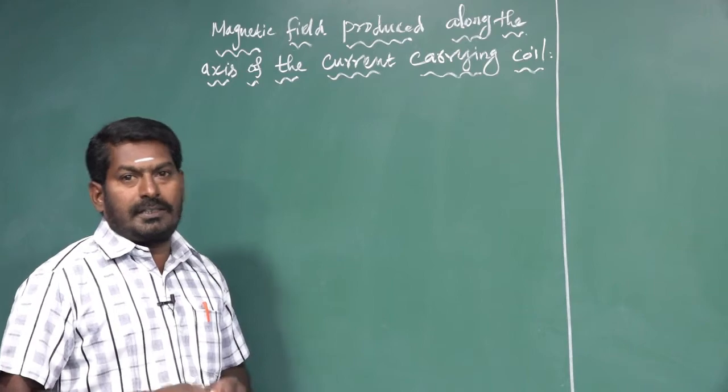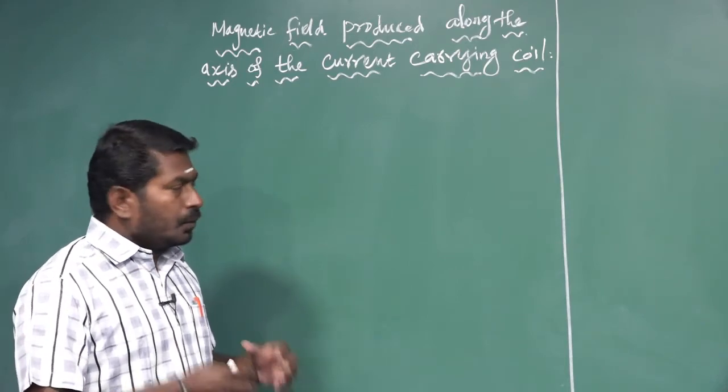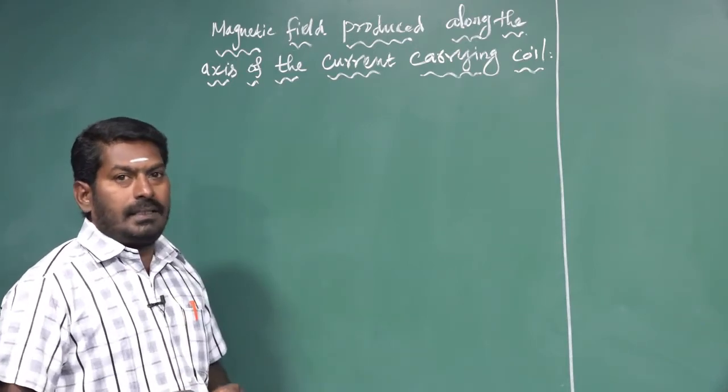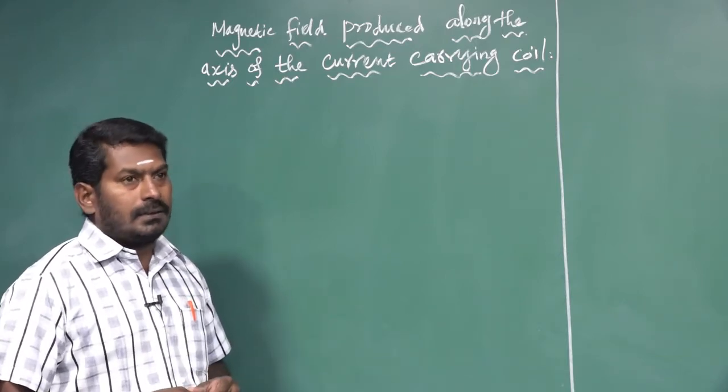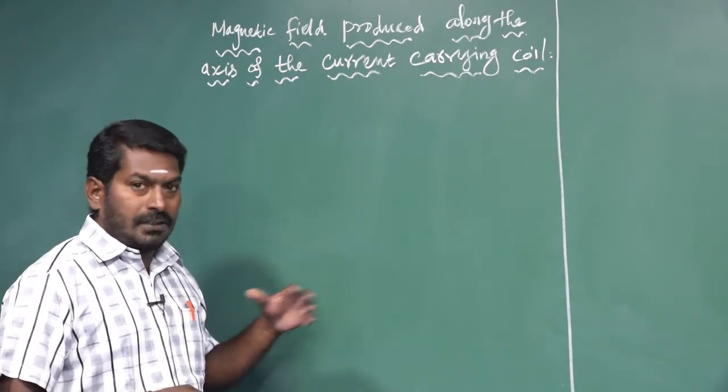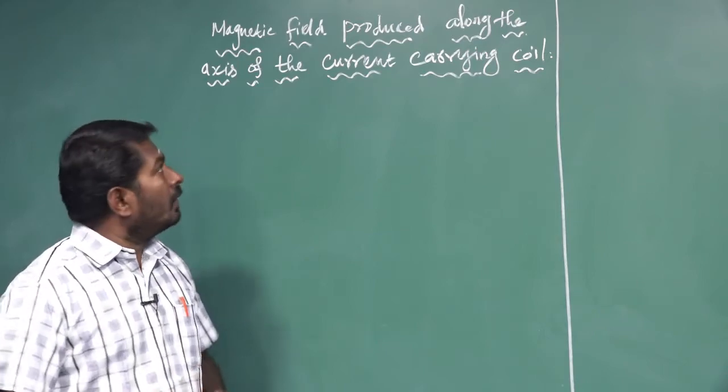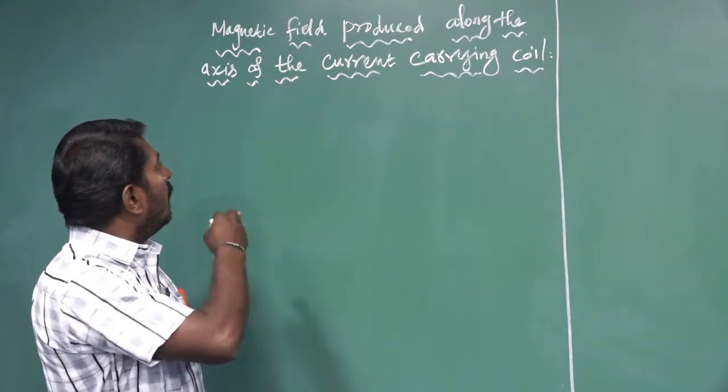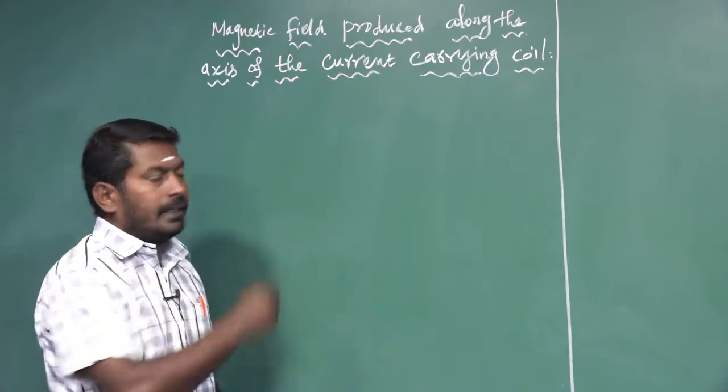Dear 12th standard students, today we are going to see an important topic, one of the applications of Biot-Savart law: the magnetic field produced along the axis of a current carrying circular coil.